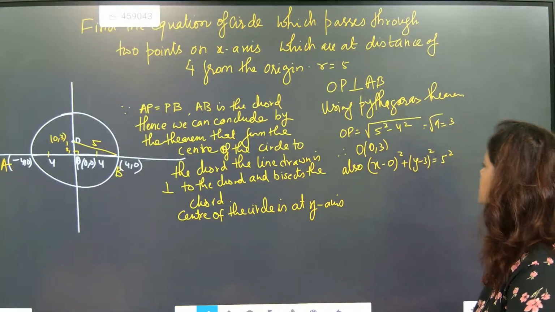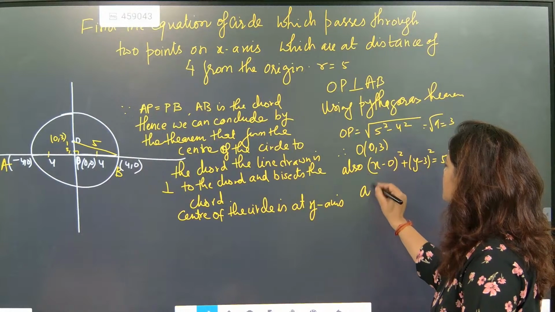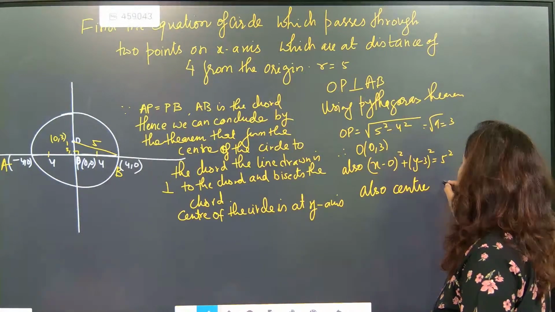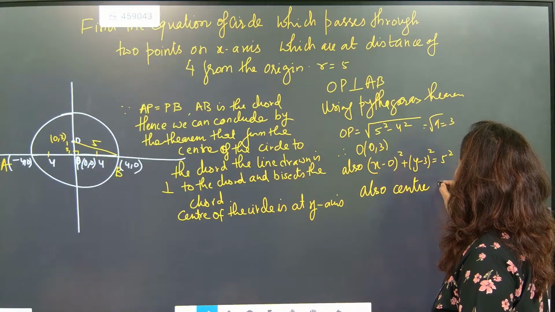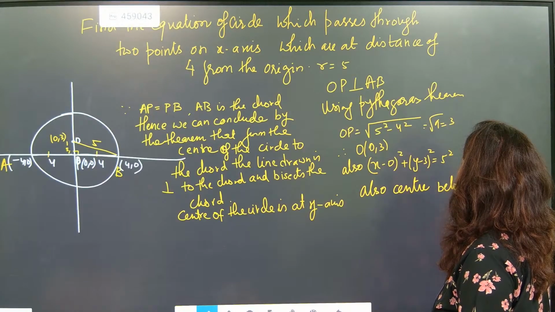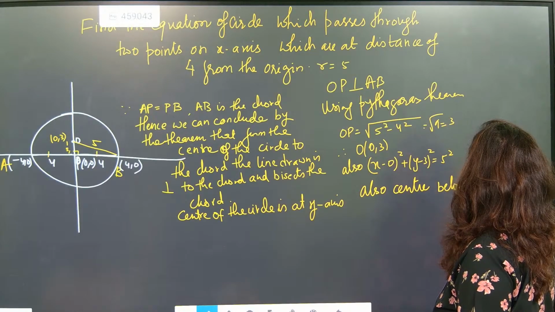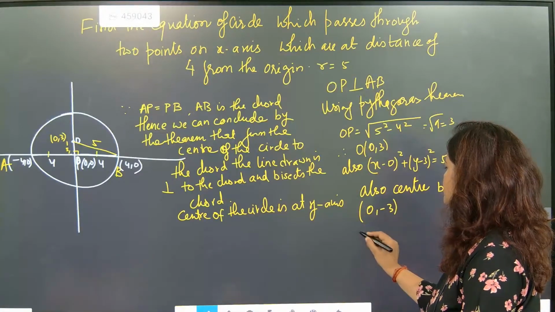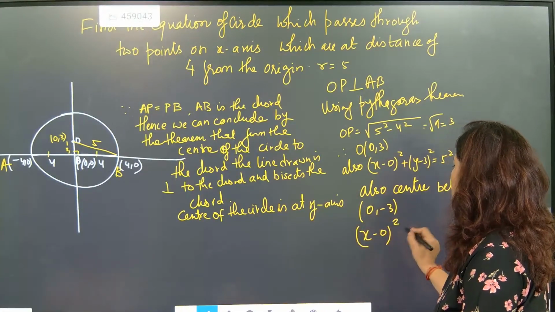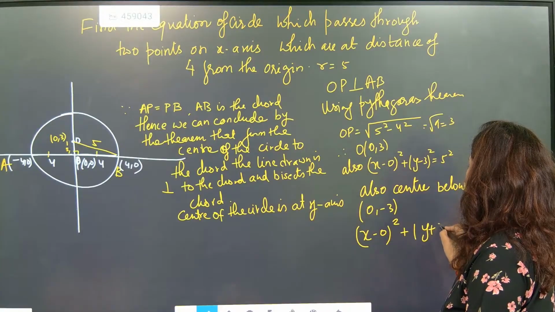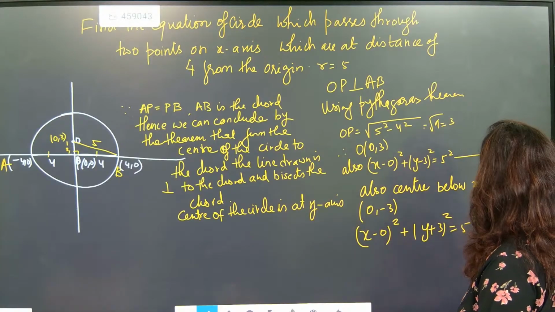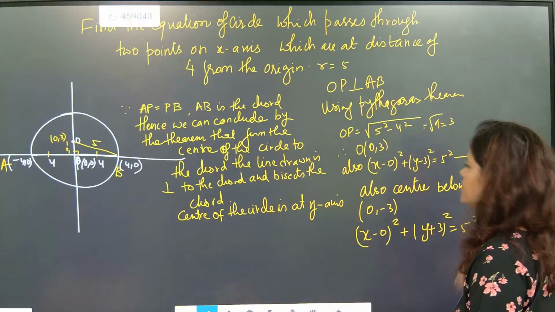Another part, when the circle center will also be below the x axis, will be what? 0, minus 3. So the equation of the circle is (x minus 0) whole square plus (y plus 3) whole square is equal to 5 square. So this is one equation of the circle, this is another equation of the circle.